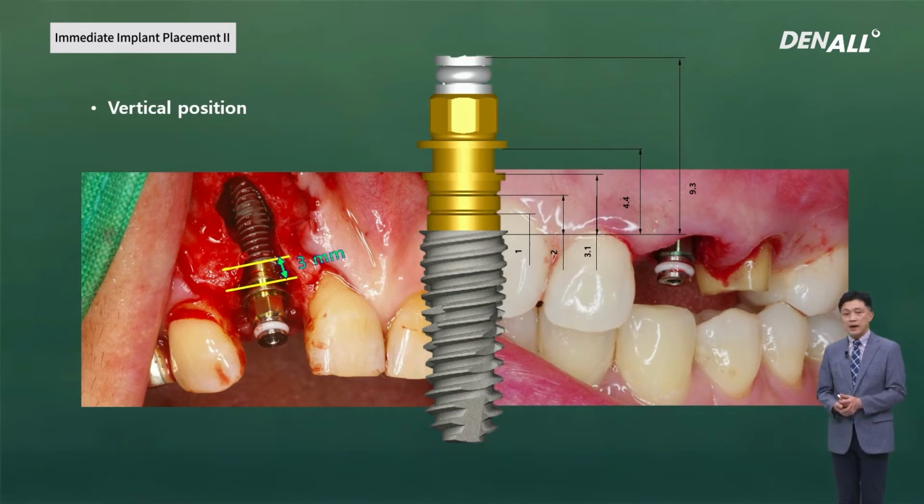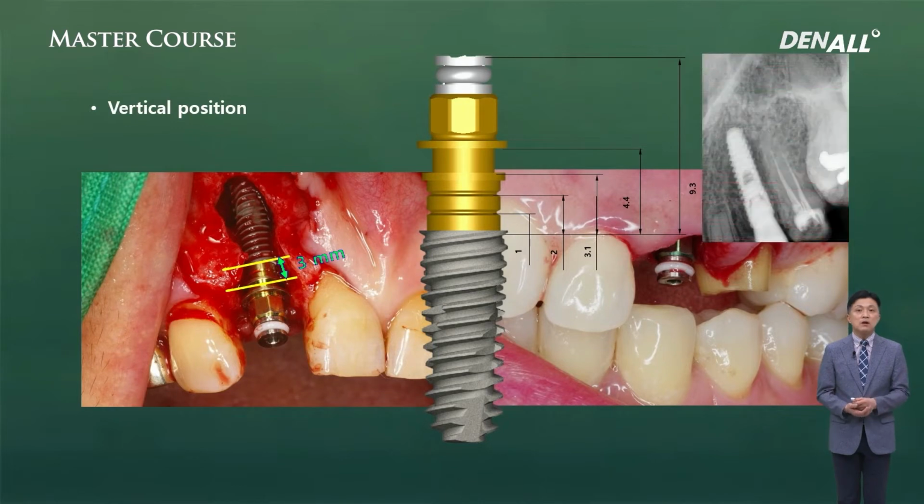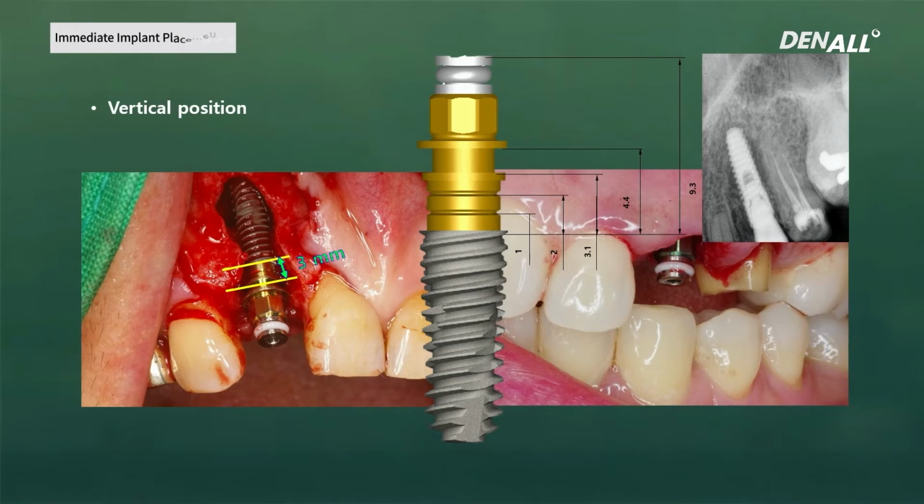As shown, you need to place it deeper. Then, the implant position will be approximately 4 to 5 millimeters deep. We'd be able to get the vertical position of the implant more easily. If you look at the radiographic image of this implant, it has been placed in a very stable position.